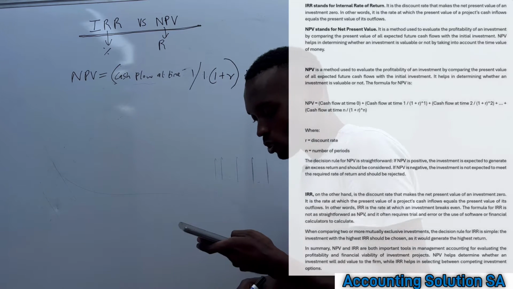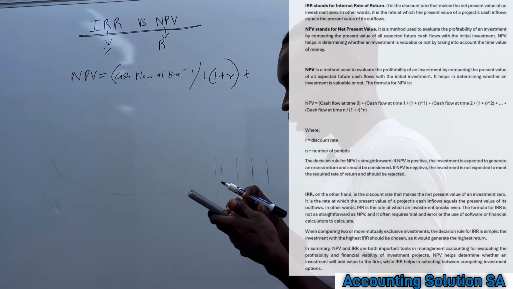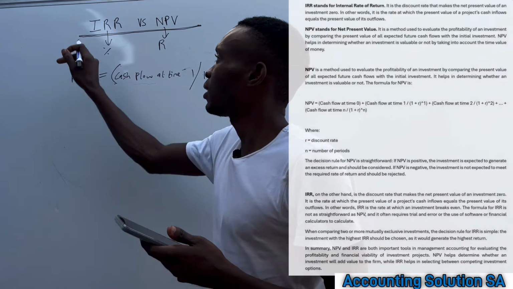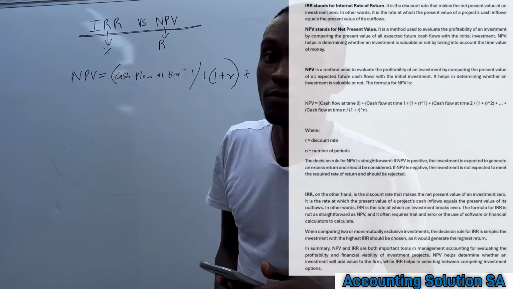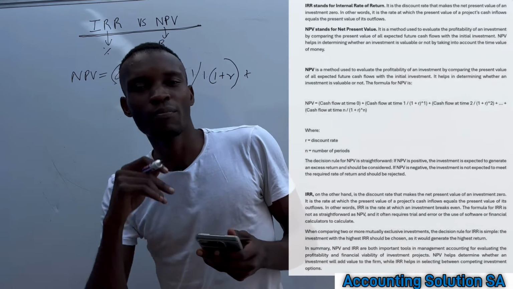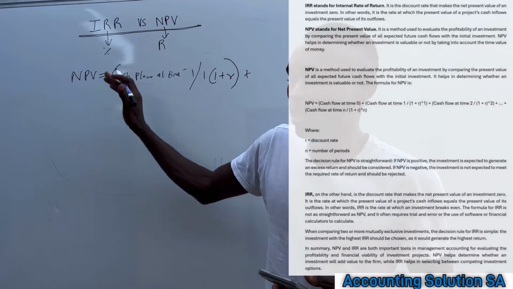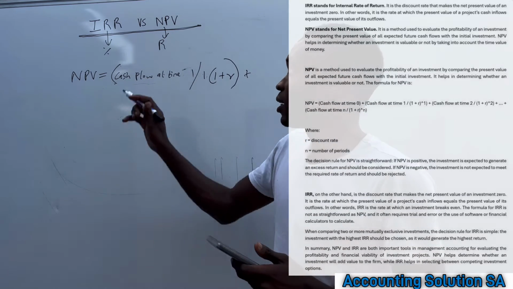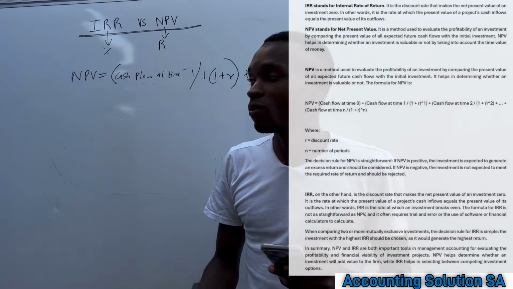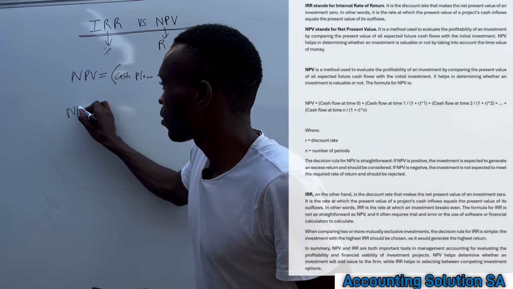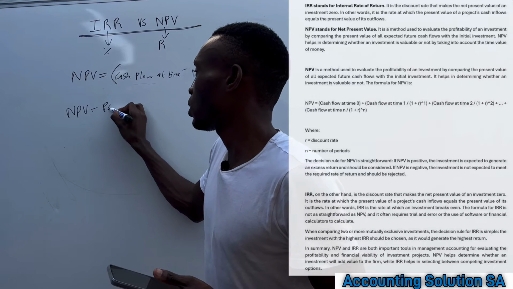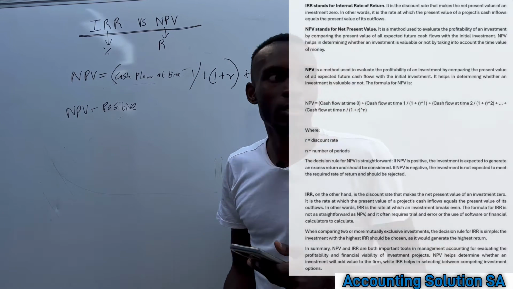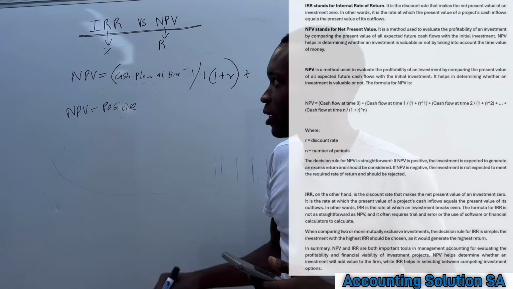Okay, now let's go to the example. Maybe before we go to the example, why do we calculate internal rate of return and net present value? We want to check whether it's worthy to take a project or not. Okay, how are we going to see that? When we calculate net present value, our net present value must be positive. It must be positive for you to say, yes, we are going to take this project.